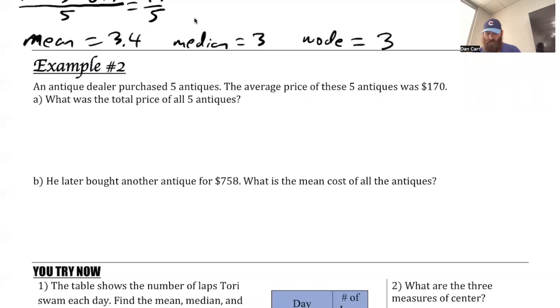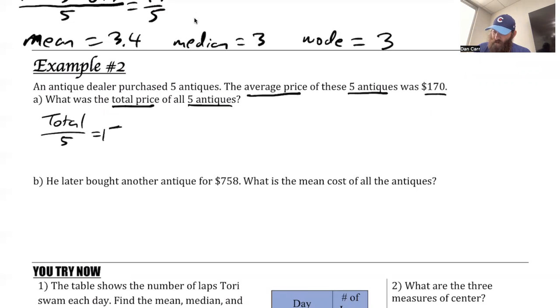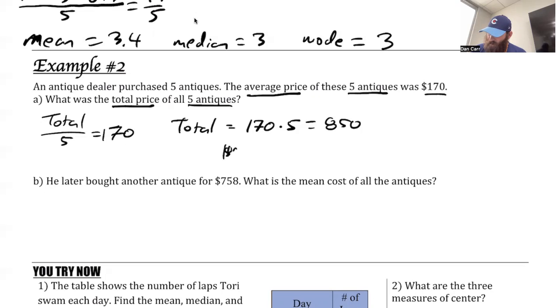One more example we'll go over, and that's with using the average here. An antique dealer purchased 5 antiques. The average price of these 5 antiques was $170. So we're going to first find the total price of all 5. So when we do that, we think about what is average. That is when we took the total price divided by 5, and that came out as $170. So if I can kind of work this backwards, that means the total price has to be 170 times 5. So that's what I'll do there. And I get 850. So the antique dealer spent $850 on all 5 antiques.